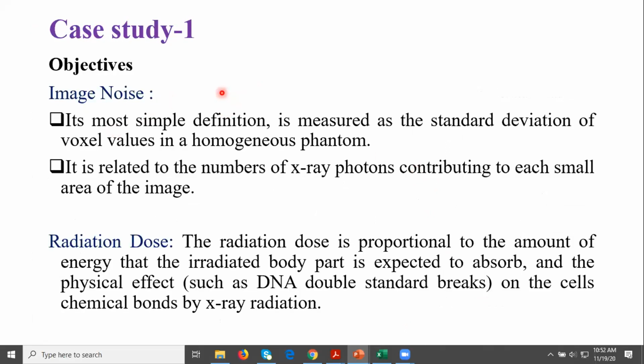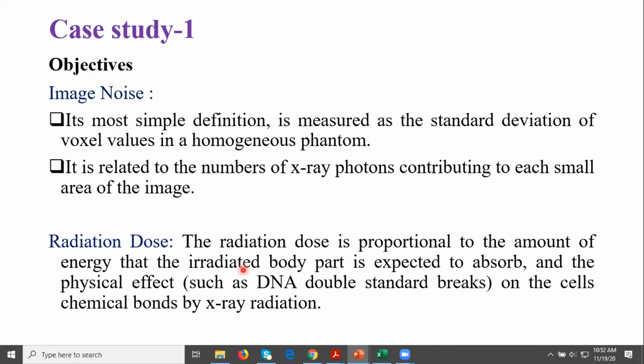The image noise, already some noise is getting in. Noise is measured as the standard deviation of voxel value in a homogeneous quantum. The quantum is some tissue. In the tissue, when we are creating the image, it is taking the pixel. Normally when I'm taking a photo, it is taking the pixel, but here in the image, it is taking the voxel. Pixel is the two-dimensional element, voxel is the three-dimensional element. On that, some X-ray photons are taking for that particular value, it is deviating. So that's why you are getting the image noise.